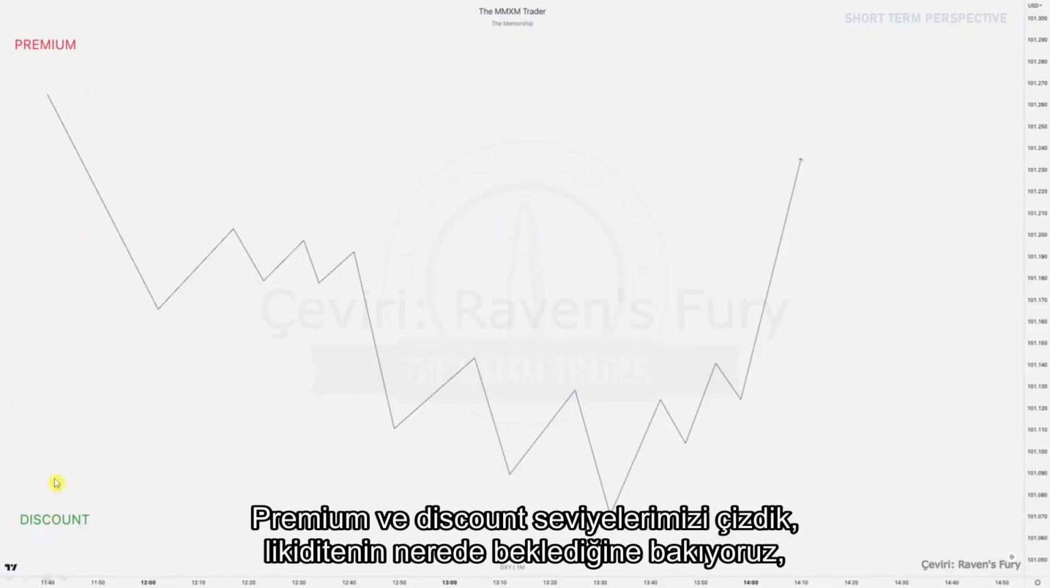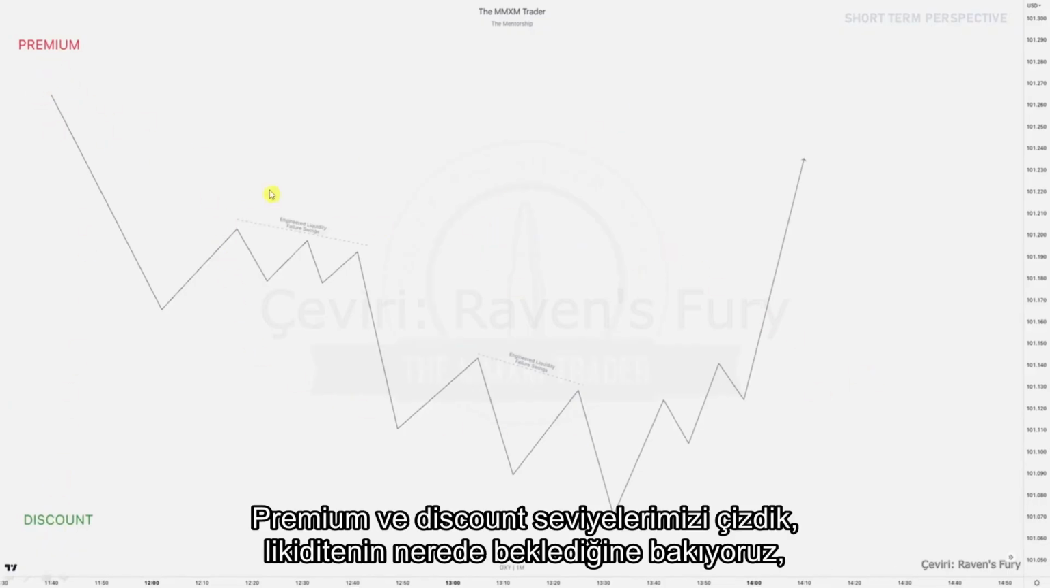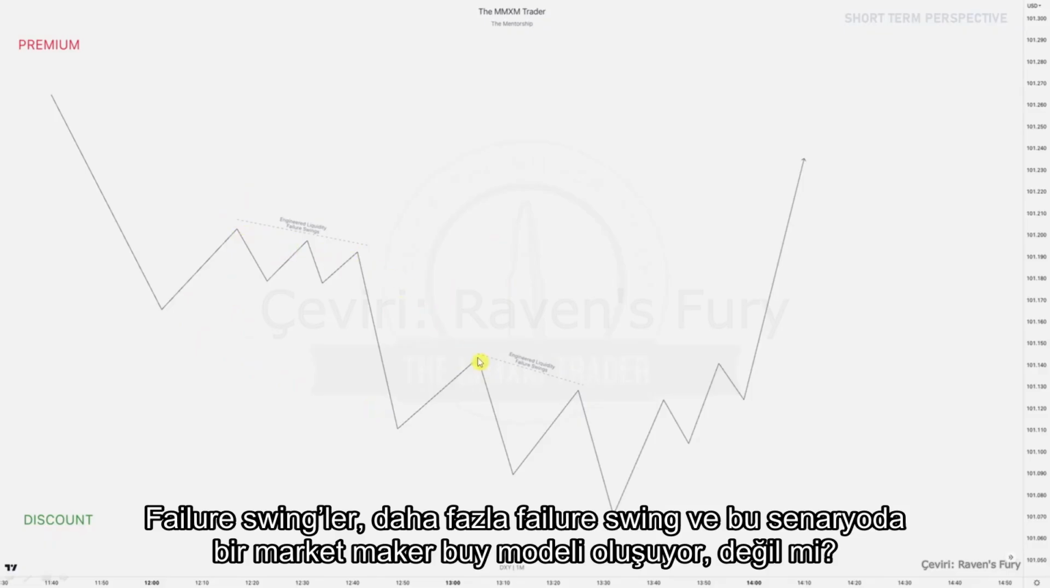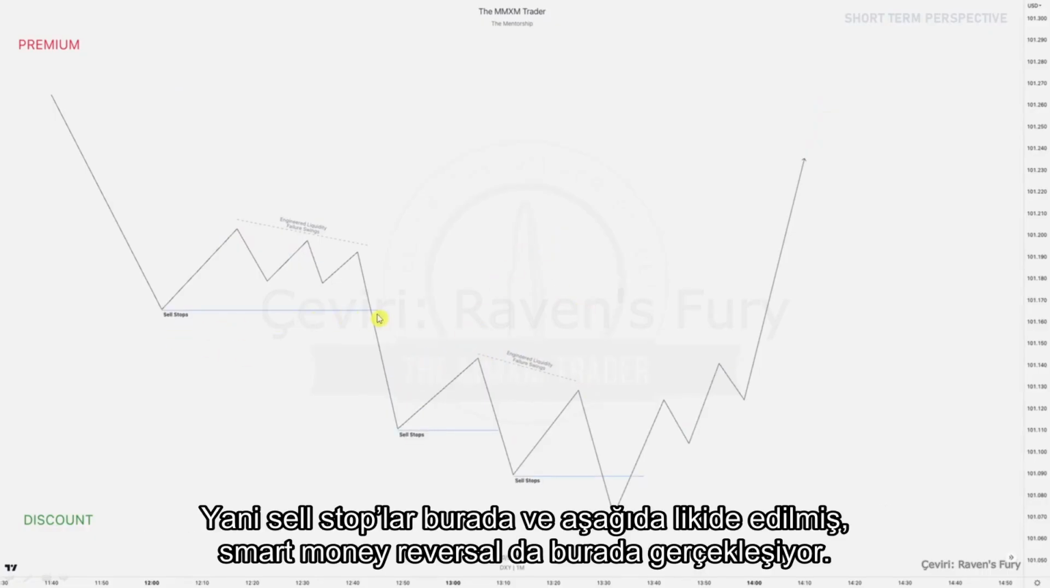We've got our premium and discount levels. Going over here, looking where the liquidity is resting, right? We've got that engineered liquidity over here, failure swings, more failure swings, and we're forming a market maker buy model in this scenario, right? So sell stops have been liquidated over here and down there. Smart money reversal down here.